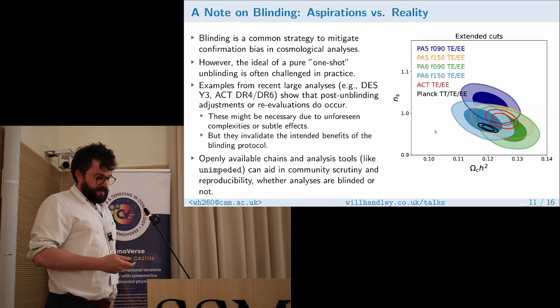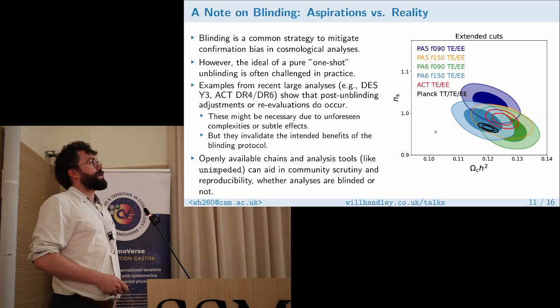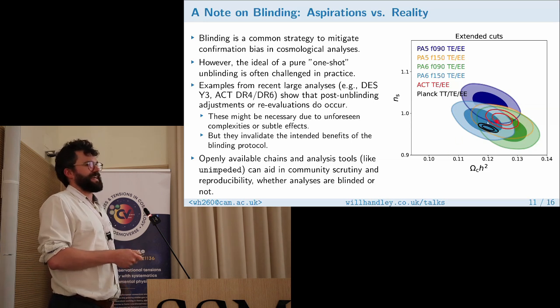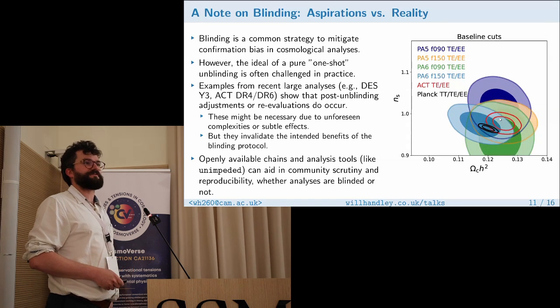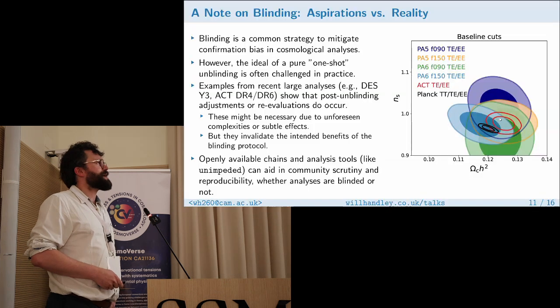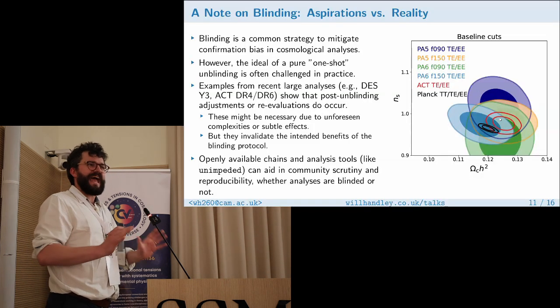This is the DR6, the latest ACT release, post-unblinding, okay? It's still 1, okay? And I'm not saying NS is 1, but then they go and fiddle with the data to make the error bars big enough to go back to Planck for post-unblinding analysis. So all that stuff about blinding is absolutely nonsense. It just doesn't mean anything.